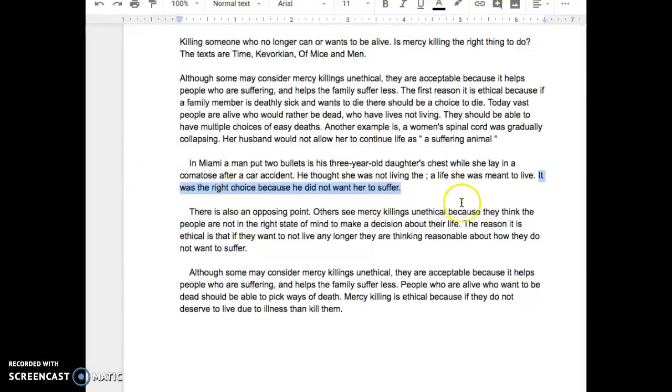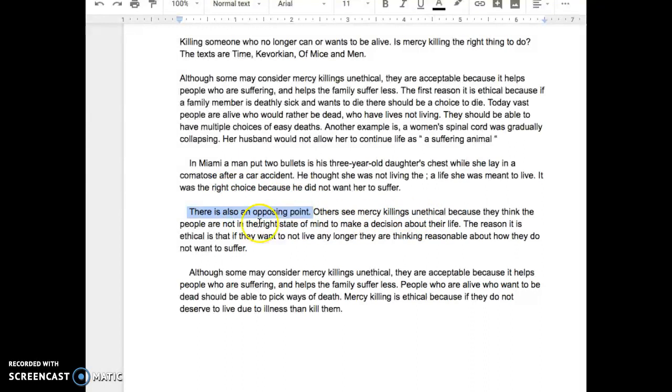And then as we get here to your opposing paragraph, people are not in the right state of mind to make decisions about their life. I'm not thrilled with your topic sentence. There's also an opposing point. I think there are better ways you can address it, even, and at the very basis of it, you can say, while mercy killing is ethical due to point A and point B, there is another side that does not look at it in the same way. I don't know, something a little bit more than there's also an opposing point.